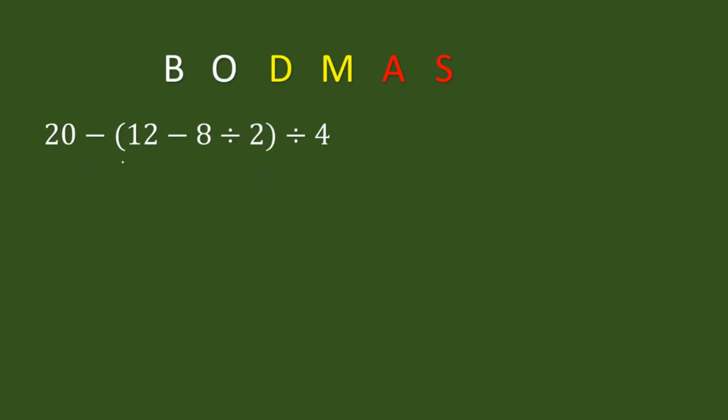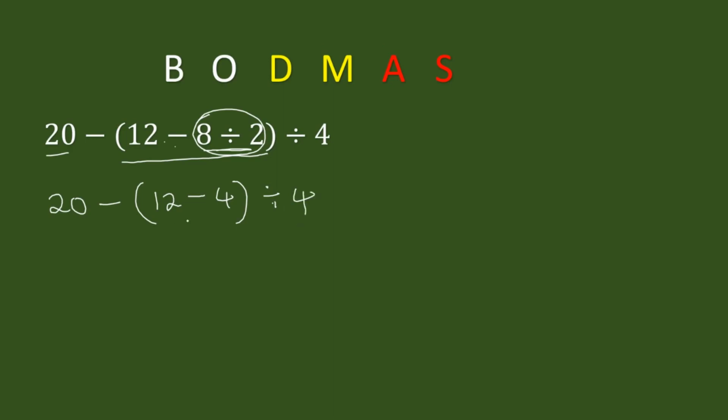Here we have a bracket, so we start by simplifying the bracket. The other things remain the same, so 20 is just the same, minus. Within the bracket also there are two operations, so we have to start by dividing before subtracting. So 12 is still there, then minus, and then 8 divided by 2, we get 4. Division by 4 there still remains. Let's continue simplifying the bracket. 12 minus 4, that is 8. So this reduces to 8.